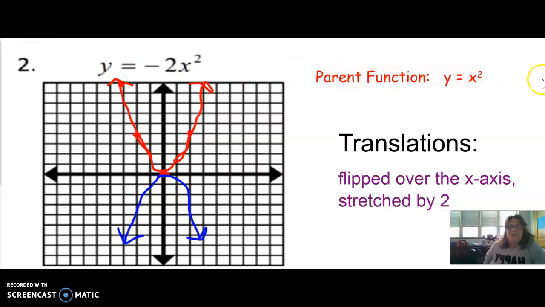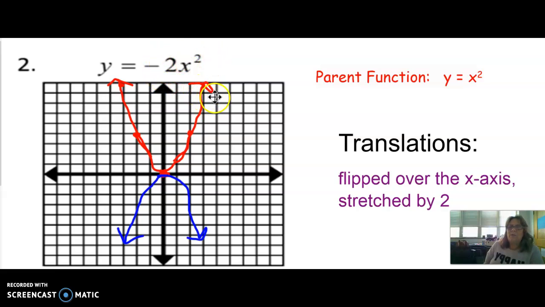Hey guys, this also is a y equals x squared quadratic equation. So this one, again, this is the parent function in red, and this equation is in blue. With the negative in front of the quadratic, the x squared part, that means that our graph is going to be flipped across the x-axis.